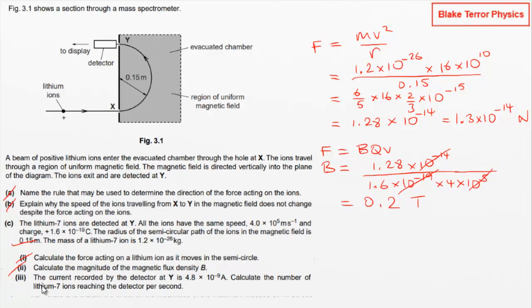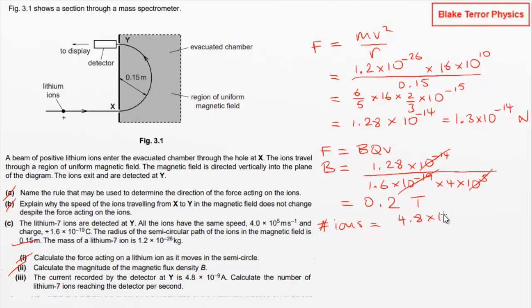Then the part C3, the current recorded by the detector is 4.8 times 10 to the minus 9 amps. Calculate the number of lithium-7 ions reaching a detector. Right, so the number of ions is just going to be that divided by the charge.